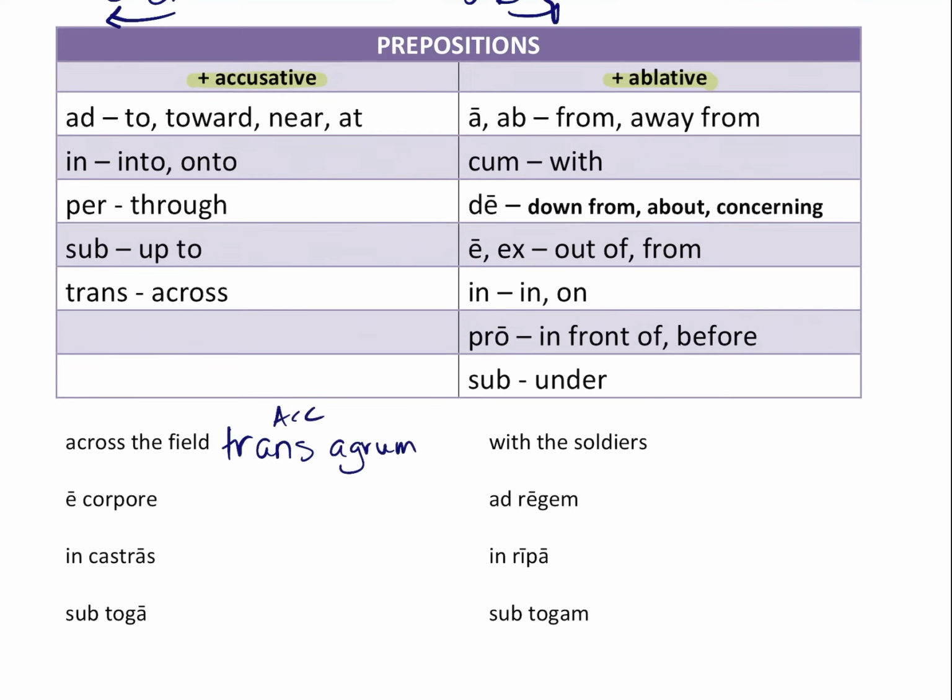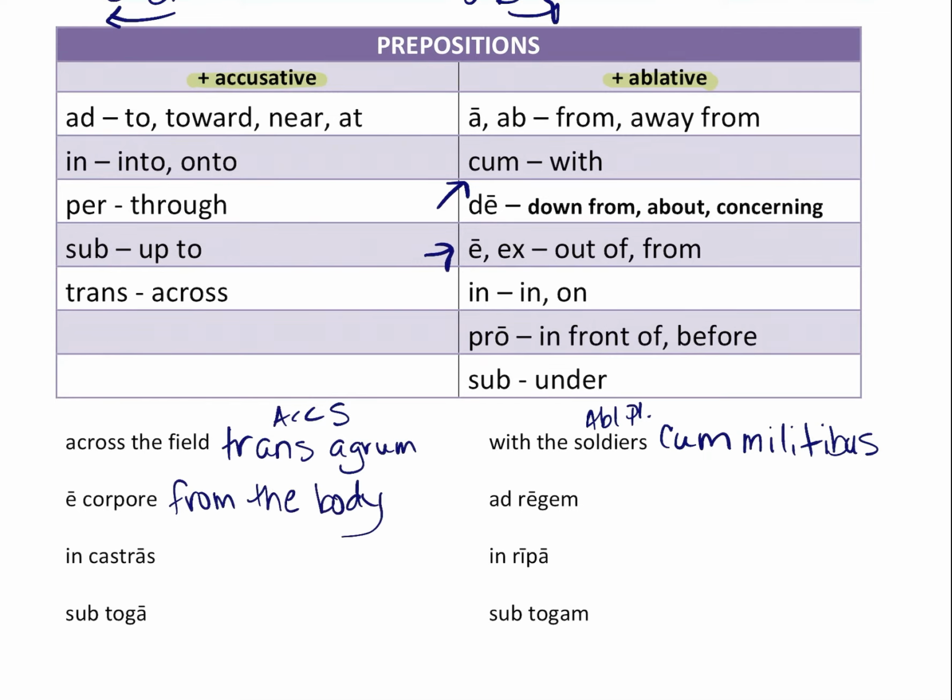With the soldiers. There's only one of those to use, cum, and we know it doesn't matter, it doesn't get declined. It's just a word, so it doesn't matter whether it is singular or plural. And we'll put the ablative plural ending on the noun. Militibus. Okay, new word from this week. All right, e corpore. We've got at right here, out of or from, your choice. So we're just going to do from the body. Okay, that one's pretty easy to translate because when we translate in English, you don't have to worry about case.